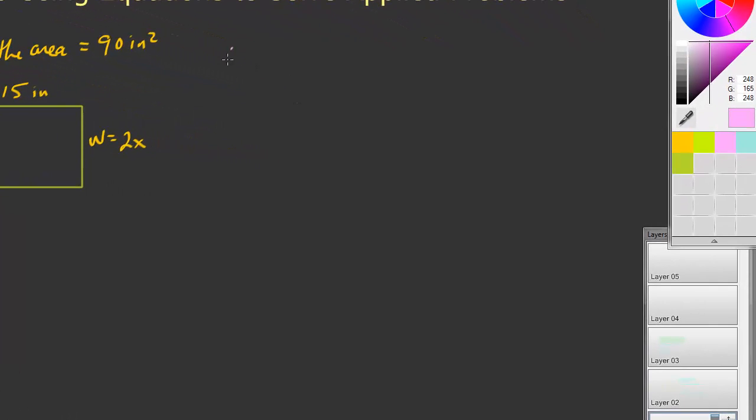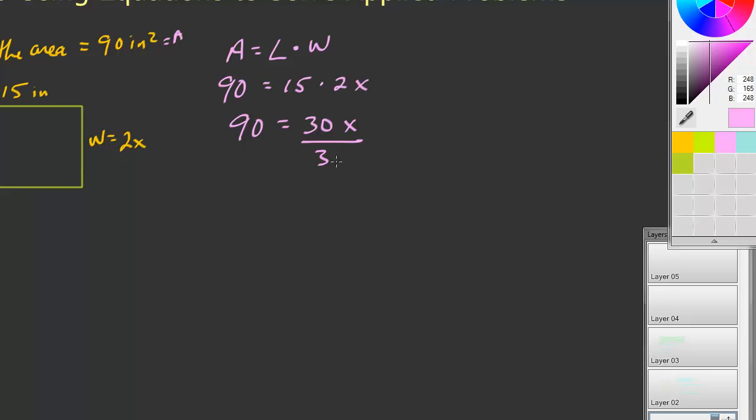90 square inches. Well, we know that the area formula is length times width. So let's plug in what we do know. This would equal the area here, 90. I'm going to leave the units off so I don't confuse people. So 90 square inches equals 15 times 2x. And we just need to solve this for x now. So 90 would equal 30x. And we would, of course, now divide both sides by 30. And x would equal 3. So x would equal 3 inches.